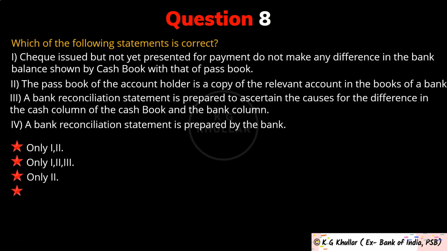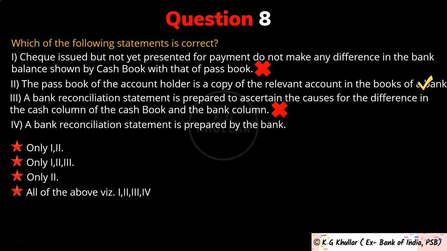Friends, let's analyze each of these statements one by one. Now the first statement is false. Please note check issued but not yet presented for payment does make a difference. The balance shown by cash book will in fact be less than the balance shown by passbook by the amount of the check. The next statement is true. Please note passbook is actually a copy of the customer's account in the bank.